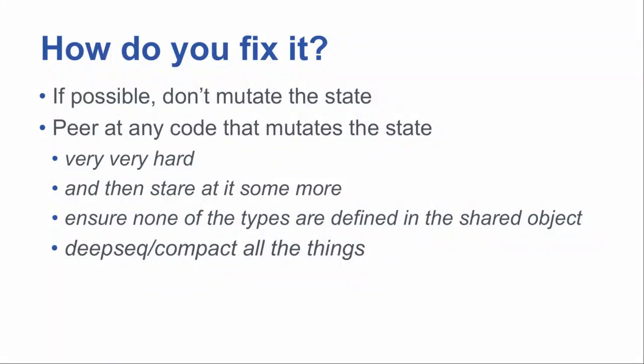So how do you go about fixing this? Well, first of all, don't mutate the state, unless you really have to. And if you have to, stare at the code that mutates the state very, very hard, and then stare at it some more. And make sure that none of the types that you're storing in that state are defined in the shared object. Well, how could that happen? Well, maybe if you're using dynamic types or you have existentials or something like that, you can embed types that are defined in the shared object in the shared state. Once you've done that, deepseq can compact all of the data so that it doesn't have any thunks and it definitely doesn't refer to any of the code in your object.